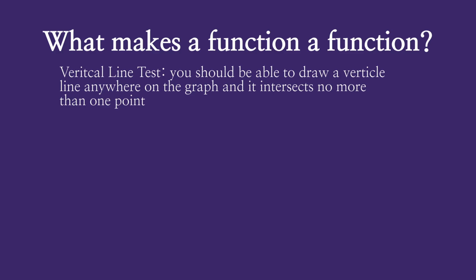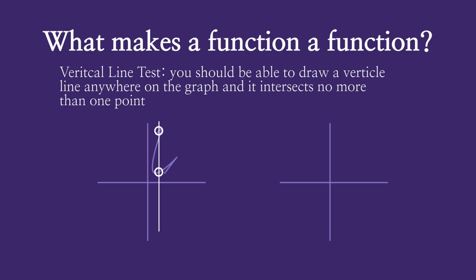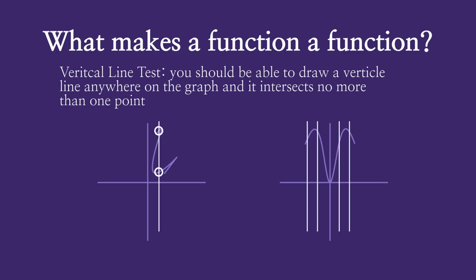For example, if we look at the graphical representation of the data we determined was not a function earlier, we can see if we draw a vertical line at 1, we intersect the data at 2 points. While if we look at the graph of the data that was a function, no matter where we draw vertical lines, it only intersects the data once.